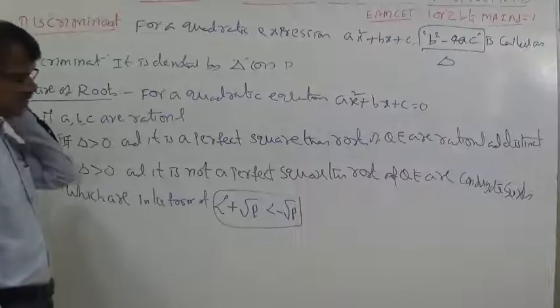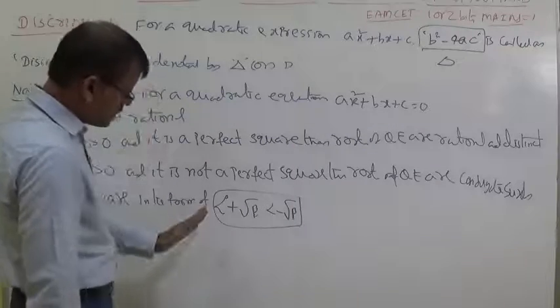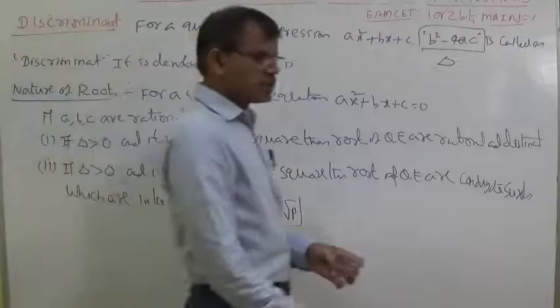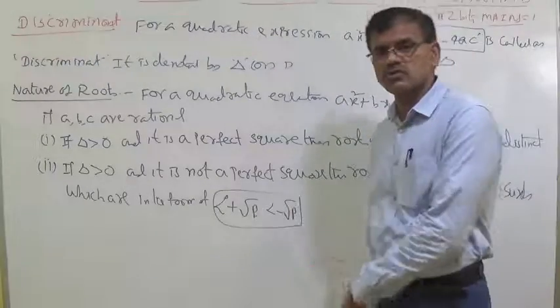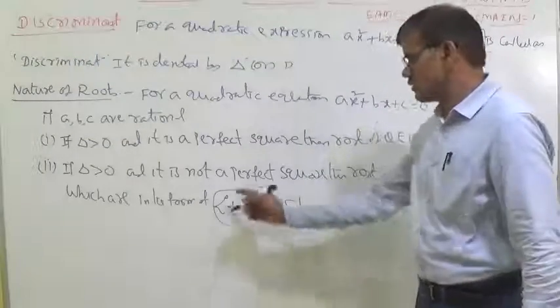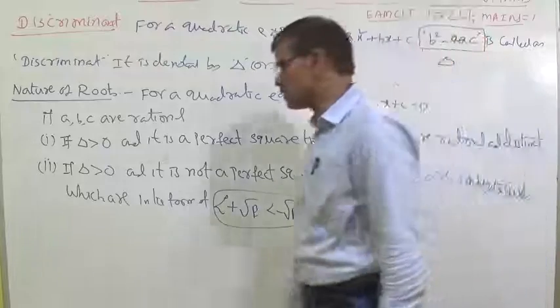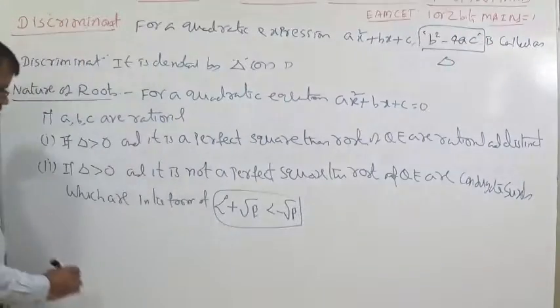These are called conjugate surds. A surd is an expression of the form a plus root b and a minus root b, or alpha plus root beta and alpha minus root beta. This is the second case.